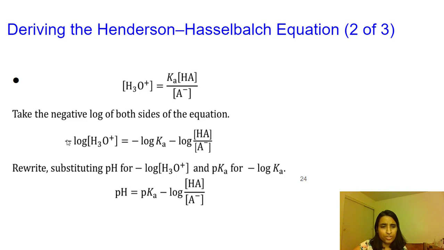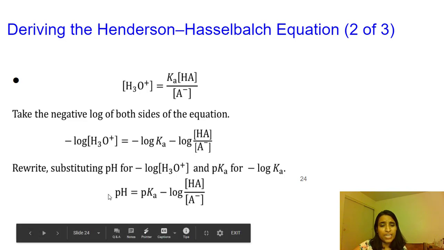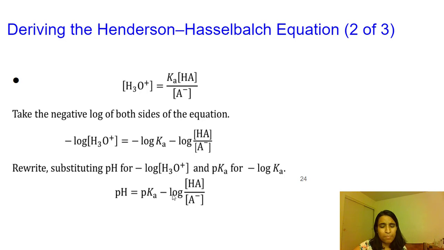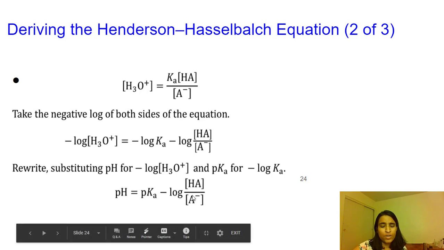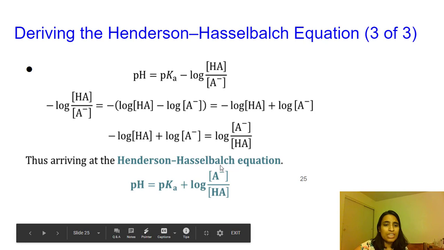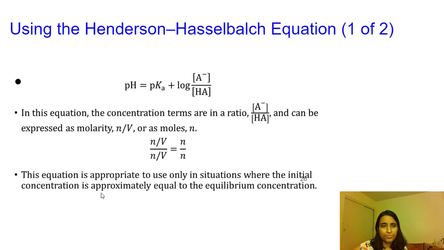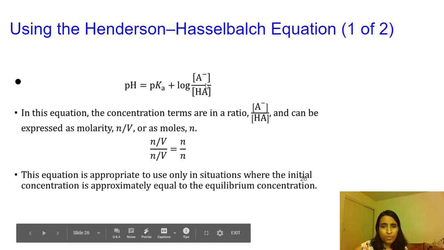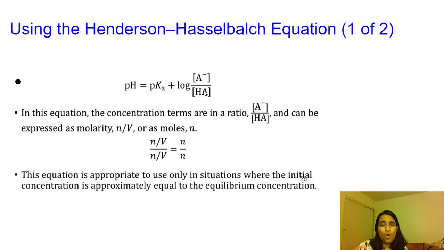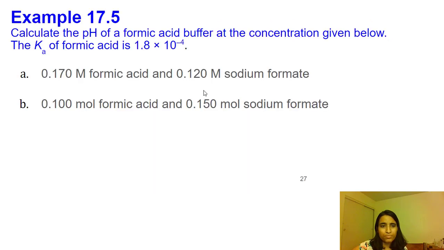If we rearrange it so that there is no negative over here, we are going to get pH is equal to pKa minus log of acid over its conjugate base. So that is how we get this equation, which is known as the Henderson-Hasselbalch equation. In the Henderson-Hasselbalch equation, the concentration of conjugate base over acid can be in terms of molarity or moles. Let's go ahead and solve these two questions using the Henderson-Hasselbalch equation.